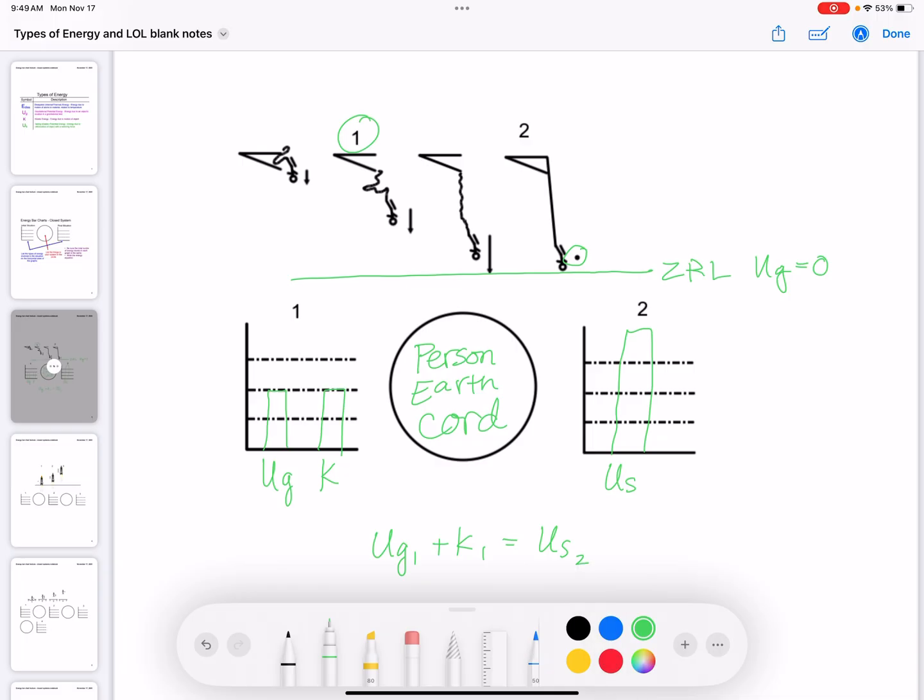And eventually we'll learn equations, we'll derive them in the lab for each of these types of energy, and then we can plug those in and solve for things that we don't know. But for now, that's where you're stopping.